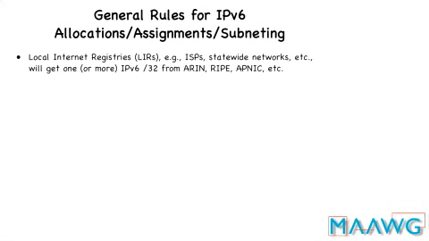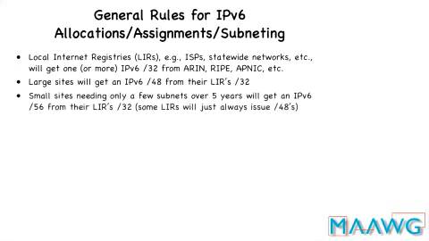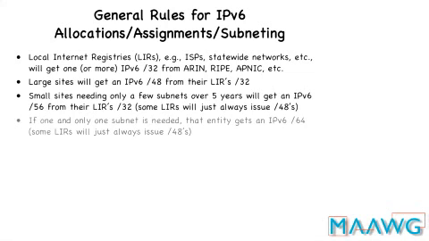When you go ahead and are getting space, there's actually some pretty well-defined rules in terms of what you're going to get. Large sites, most sites will get a /48. Smaller sites, the ones that only need a couple of subnets over a 5-year period, are going to get a /56. If you only need one subnet, then you're going to just get a /64. But the reality is many ISPs are just going to always give you a /48.